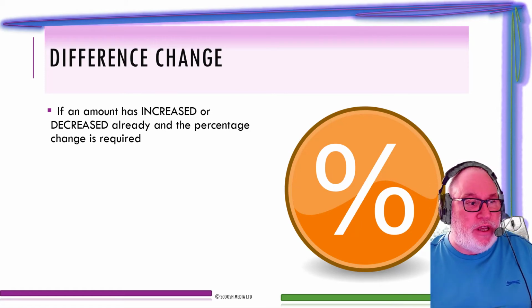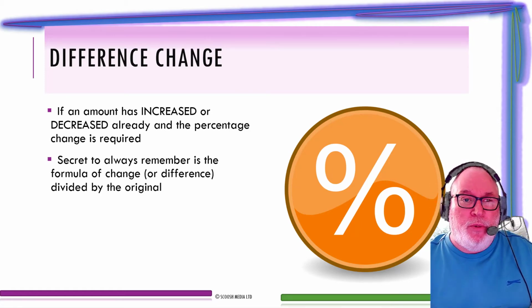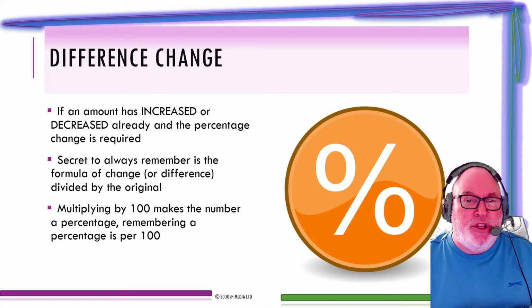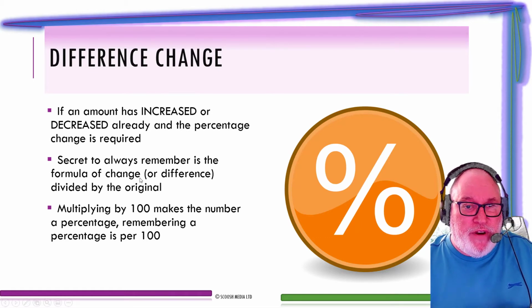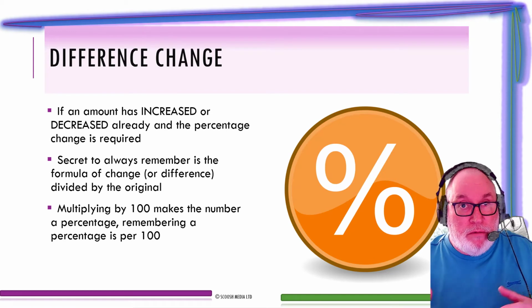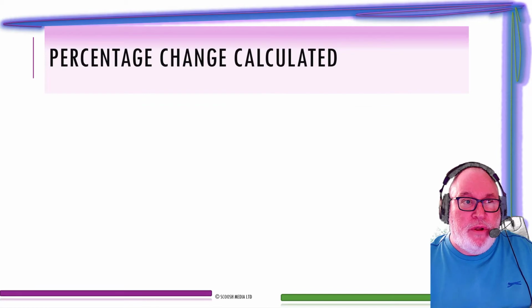So first things first again. Here's a wee secret. It's the secret formula of working out the difference, the change, and then you multiply it by 100. So all it is, you divide, just like I'm saying there. It's divided by the original. So it's the change or difference divided by the original, multiplied by 100 gives you a percentage. So let's have a wee look at that.